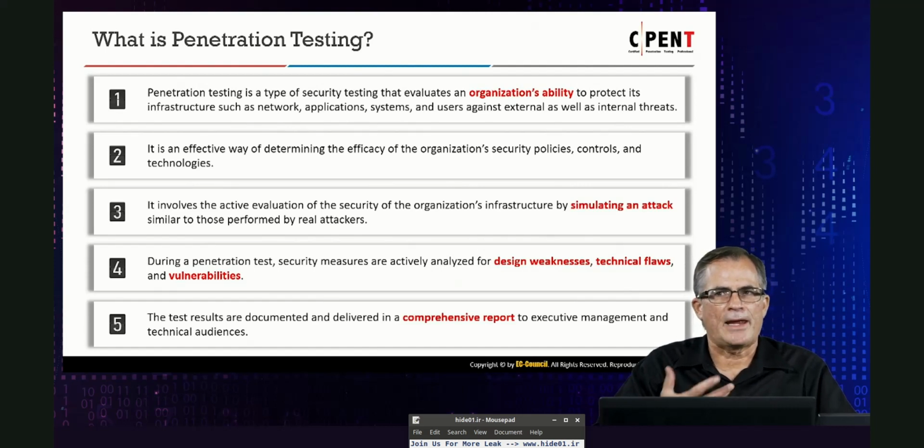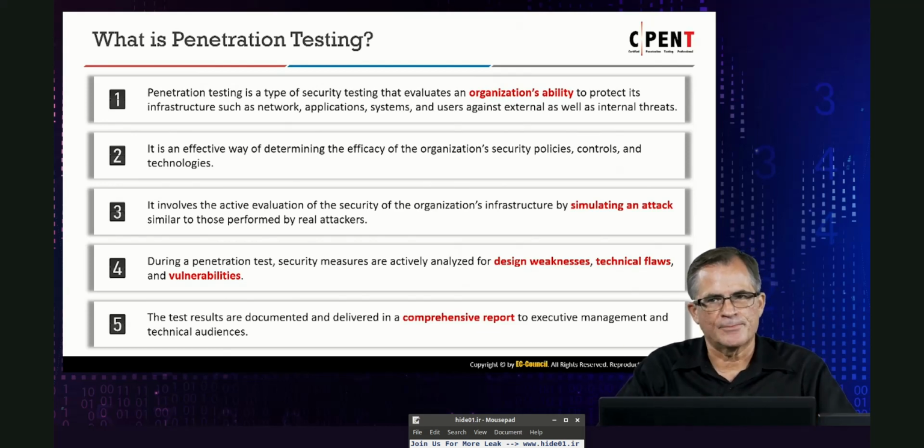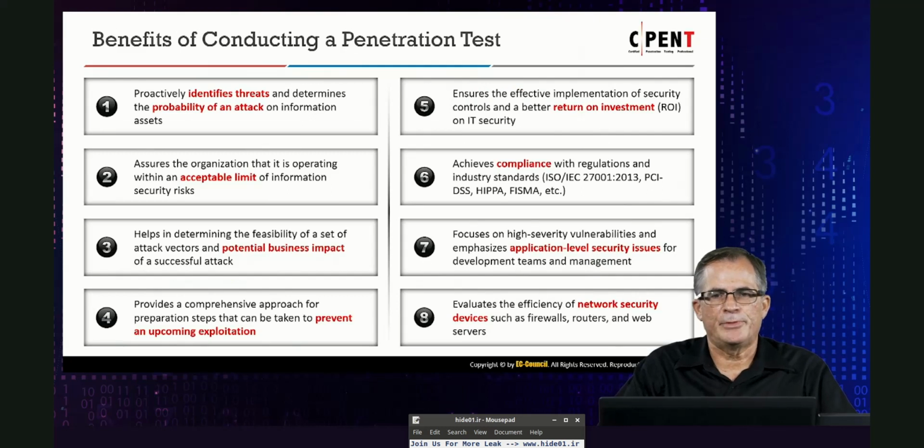And what are we looking for? We're analyzing and looking for design weaknesses, technical flaws, and vulnerabilities. And then from all this data, when we do all this different testing, we create a list of findings. And that is a comprehensive report that we give to the client and technical audiences, both executive management and the technical audiences. So what are the benefits?